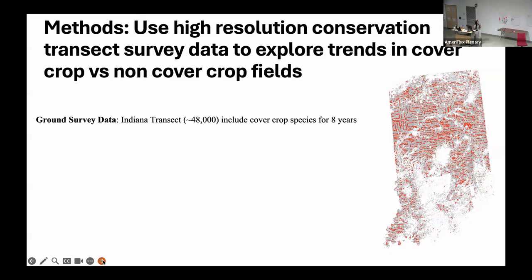After we modeled the NEE, we were really lucky to have this high-resolution conservation transect survey data, which you see is pretty intensive across Indiana. The ground survey data has 50,000 points across Indiana for 8 years, and they also have cover crop species. This is a really rich data set and it's rare to have it.